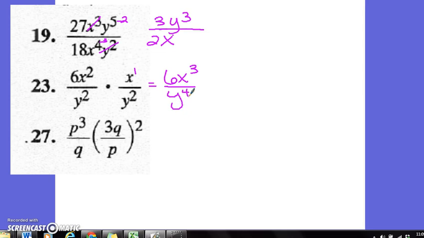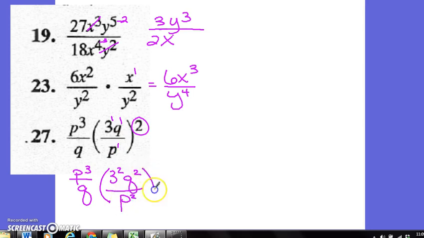Down here, you have to do order of operations. So you have to deal with the fact that you have this exponent. So we're going to leave this p to the 3rd over q alone. We're going to square this. Remember, there's a 1 here and here. So you're going to get 3 squared, q squared. There's also 1 exponent here, so p squared. Because remember, a power to a power multiplies. So this 3 squared really turns into a 9.